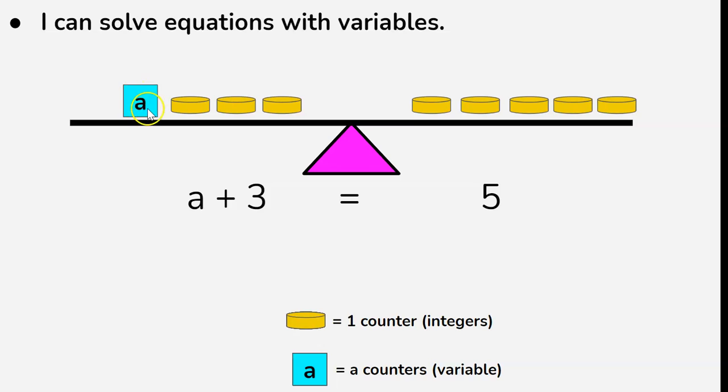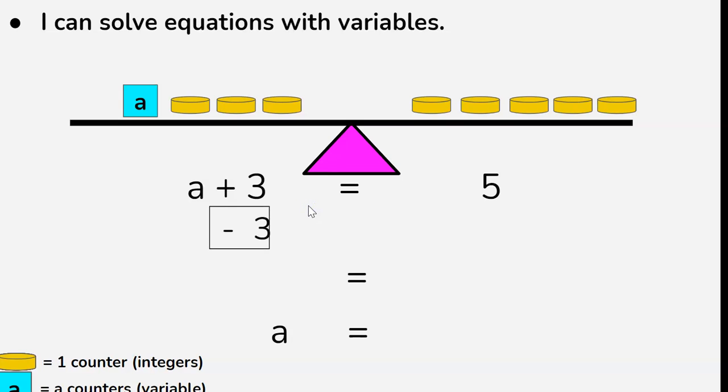Well, in order to get this a all by itself, we need to get rid of these 3 integers. In order to do that, we do the opposite operation or the inverse operation that we see in our equation. So right here we have a plus 3. If I want to get rid of this 3 because I want to isolate my variable, I want to get my variable all by itself, then I'm going to do the opposite of addition and I'm going to subtract. So I will take this 3 away so that I can get a all by itself. So I'm subtracting 3 here.